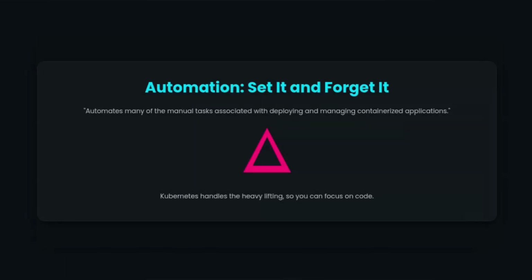Automation. Kubernetes automates many of the manual tasks associated with deploying and managing containerized applications, freeing up your team to focus on building features rather than operations. This includes tasks like deployment, scaling, healing, and rolling updates.